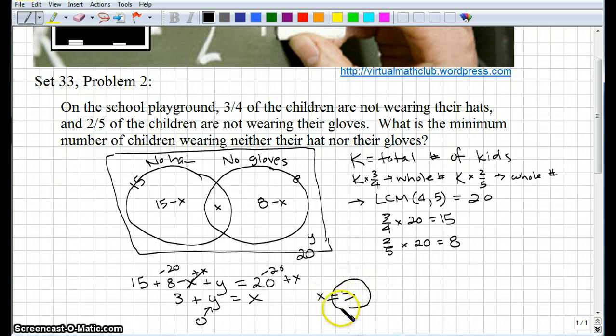We had to do a couple of things to get the minimum. We had to assume the least common multiple number of kids, the least number to get a whole number of kids, right? We had to use the least common multiple here, and then we also had to assume that there were no kids that had both hats and gloves. So the minimum number of kids that are wearing neither hat nor gloves is 3 kids. All right, and that's your answer.